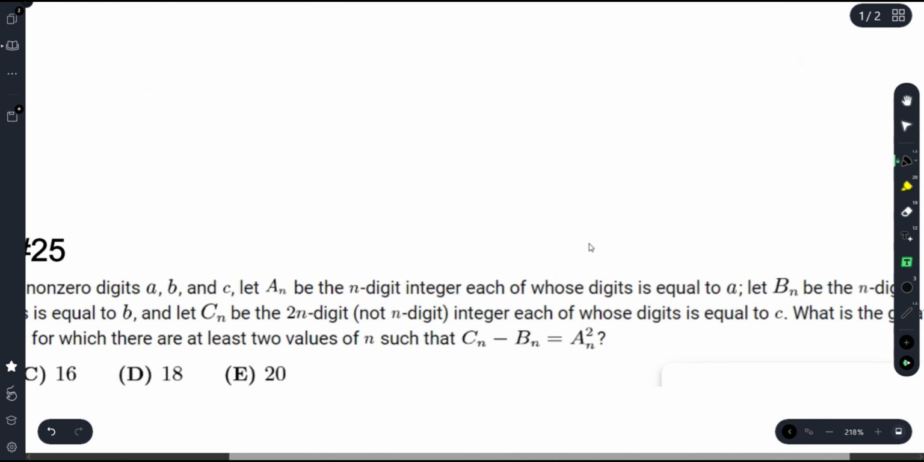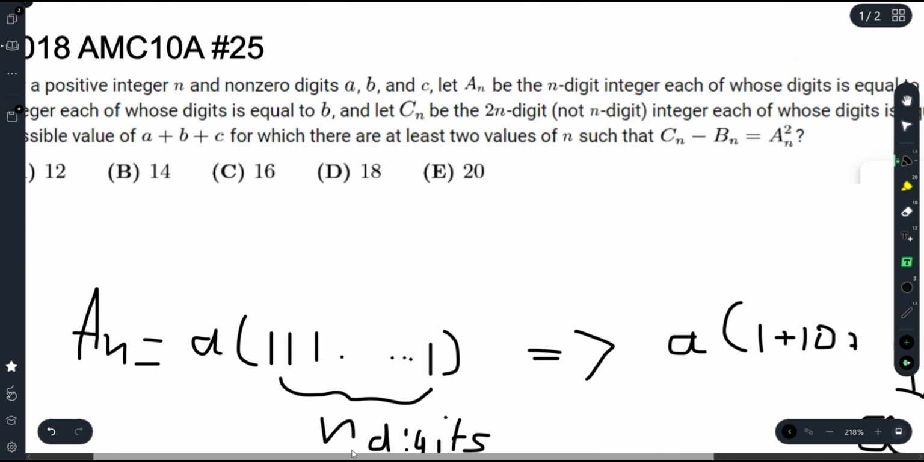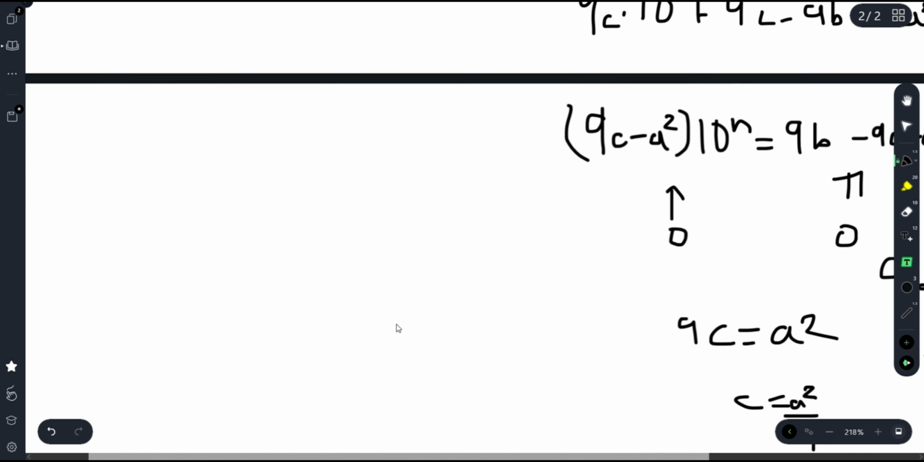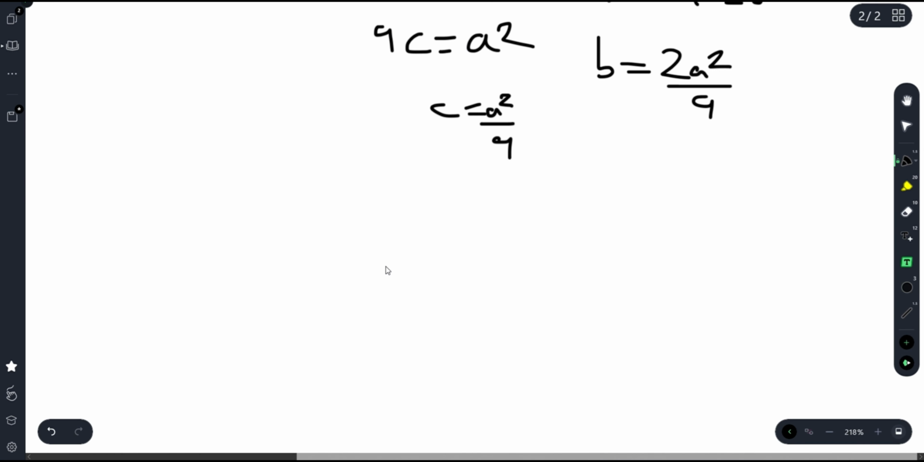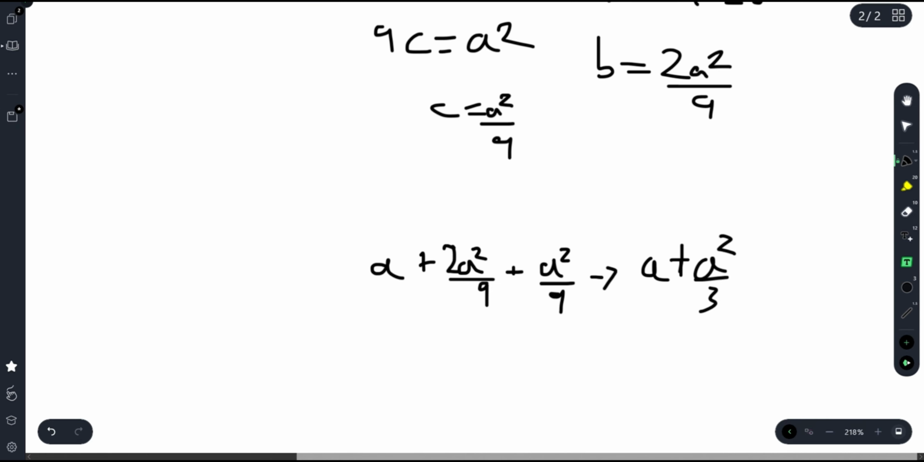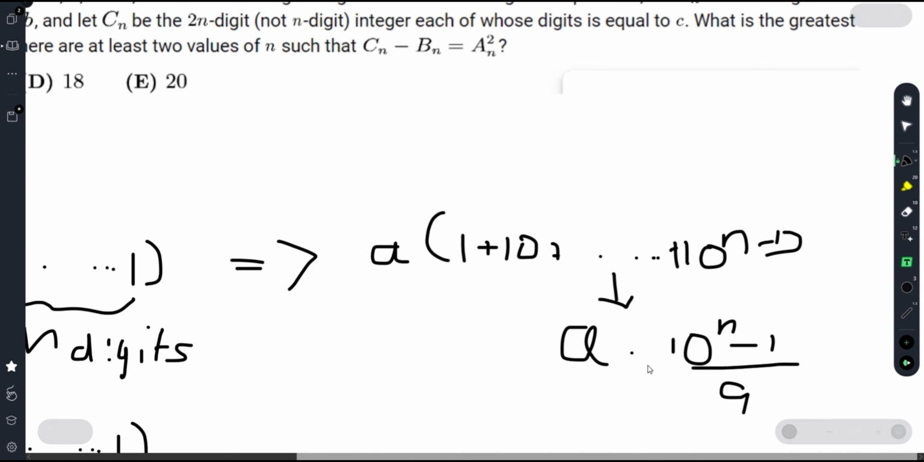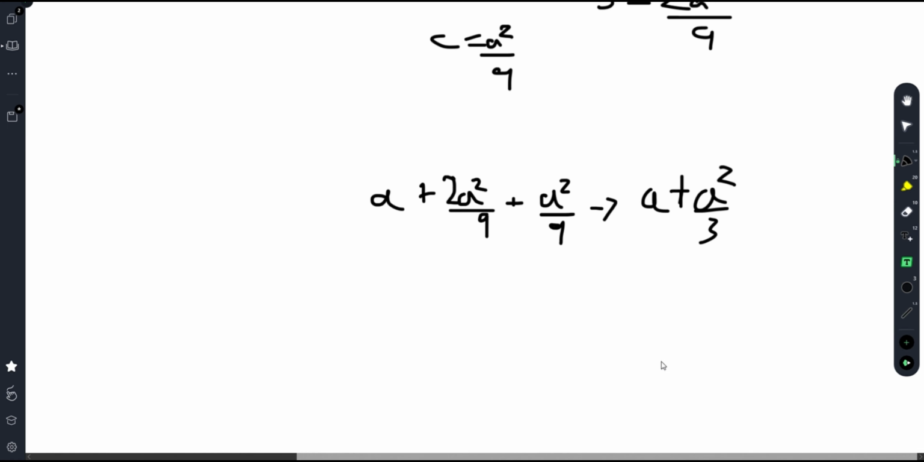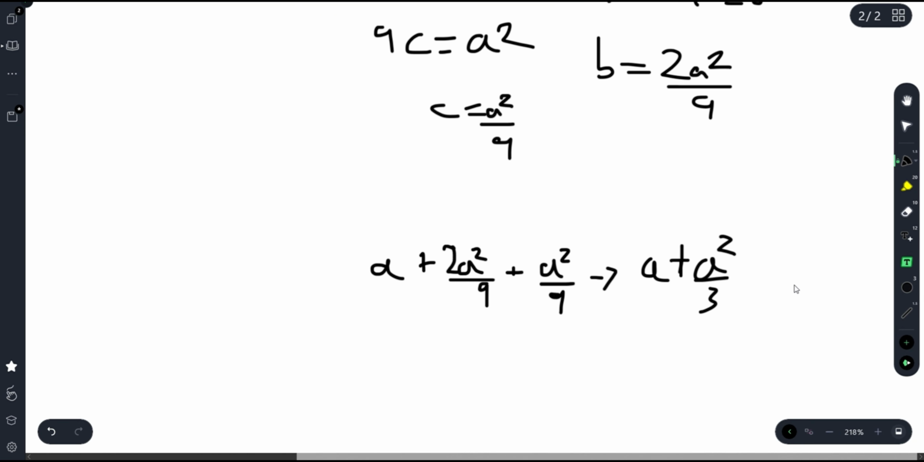So since we're trying to find a plus b plus c, we can simplify this. We get a plus 2a squared over 9 plus a squared over 9. So it's just a plus a squared over 3. It's just simplifications. So now we can just test out some values because a is a digit. So a can not be from 1 to 10, it has to be from 1 to 9. And it has to be divisible by 3 because b and c have to be integers, because they're also digits. So we test out 9.